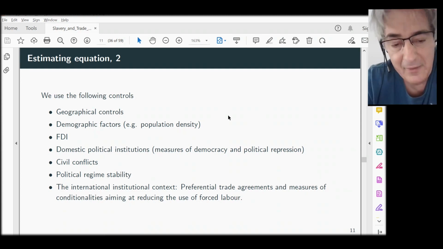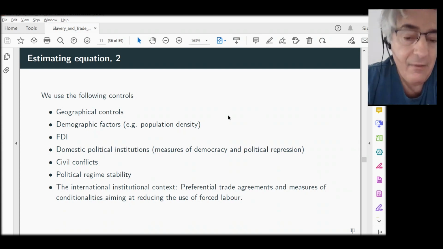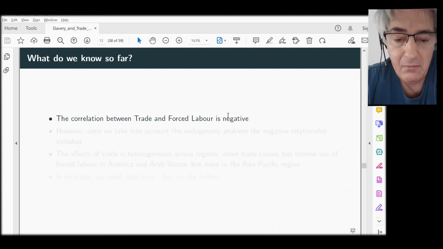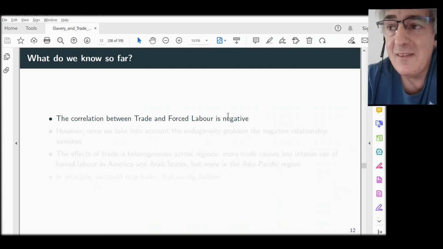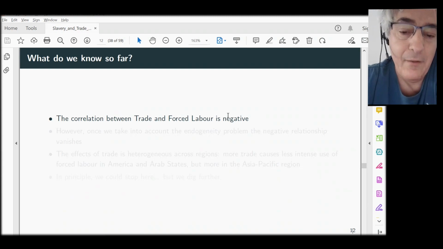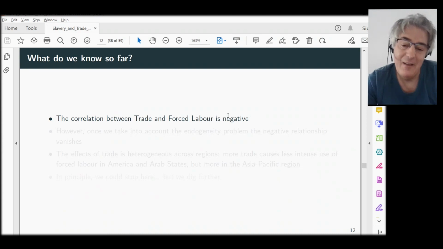But in any case, you need to control for this. When you just run this analysis and you control for these factors, you learn some things, and this is what we know. And I want to mention some statements we can make. I wouldn't say that we can be 100% sure about these statements, but we can at least honestly claim that it is quite possible. So the correlation between trade and forced labor is negative.